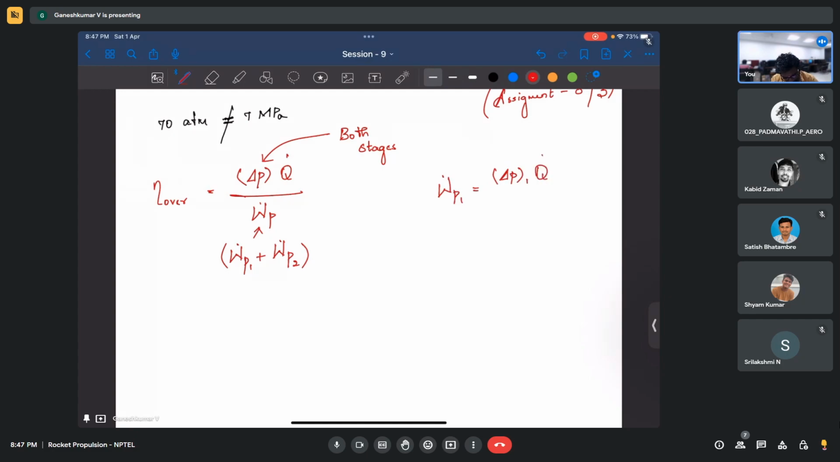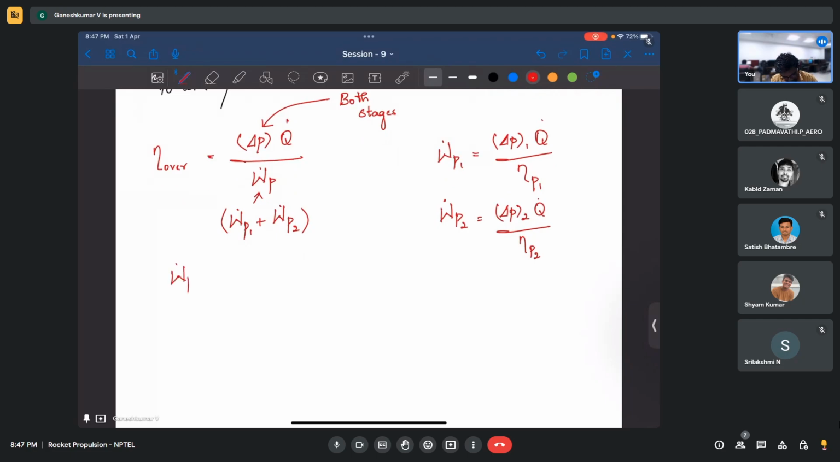divided by eta of that stage, and then work done of second stage is going to be delta P of second stage times Q dot divided by eta of second stage. So if you are asked net work done, it's going to be delta P1 Q dot divided by eta 1 plus delta P2 Q dot divided by eta 2. This is how you find the two stage network.